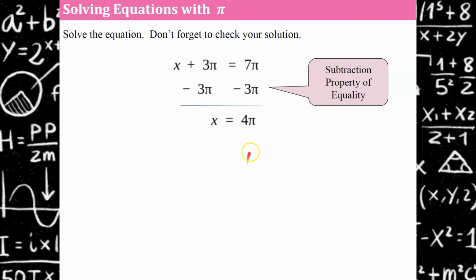All right, let's check our solution. We're going to go back to our original equation and replace x with 4 pi. So here we go. 4 pi plus 3 pi is 7 pi. It checks. 7 pi is equivalent to 7 pi.